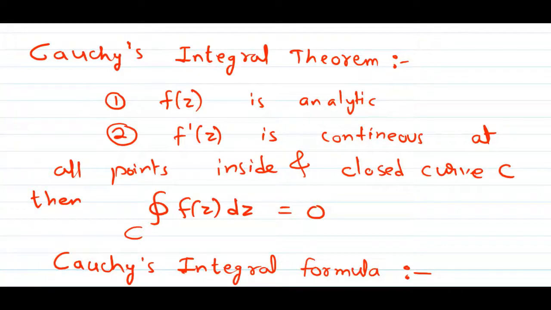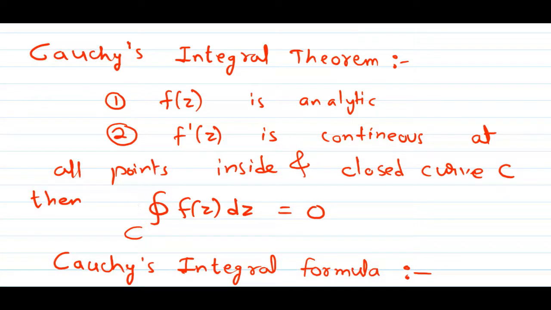So now next point is Cauchy integral theorem. So let us say that f of z is an analytic function and it is continuous at all points inside and on closed curve C. That means its derivative is continuous at all points inside and on closed curve C. Then this integration of f of z dz is 0. If there is no denominator term, then this integration value is 0.